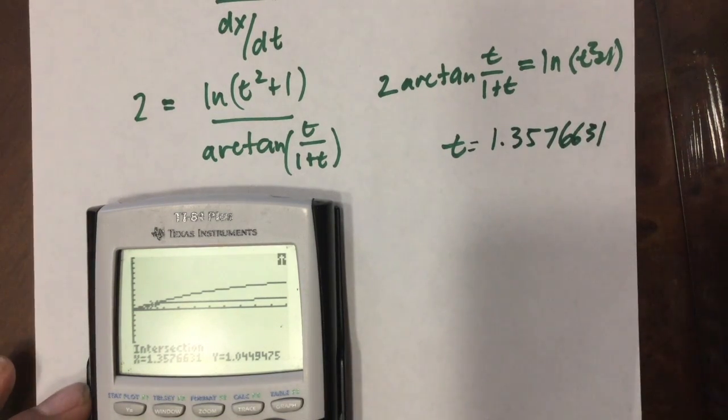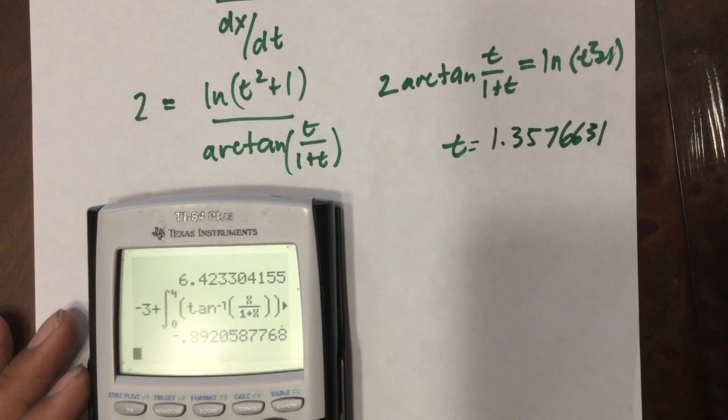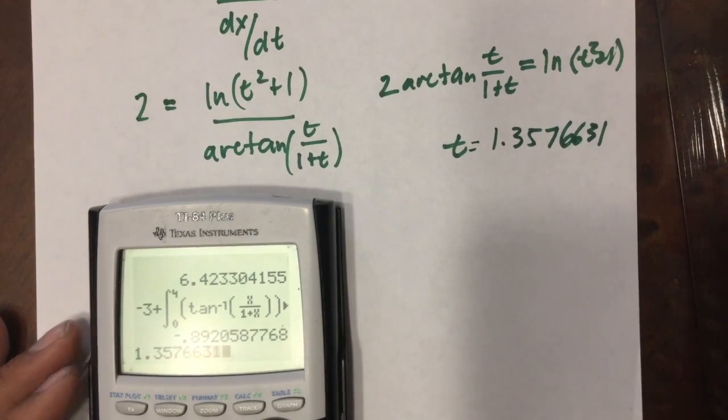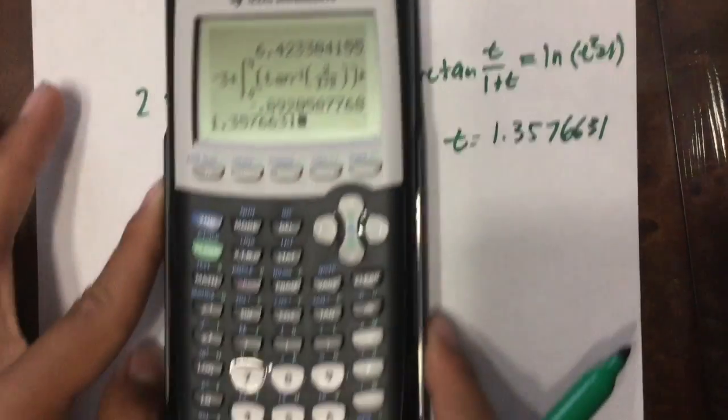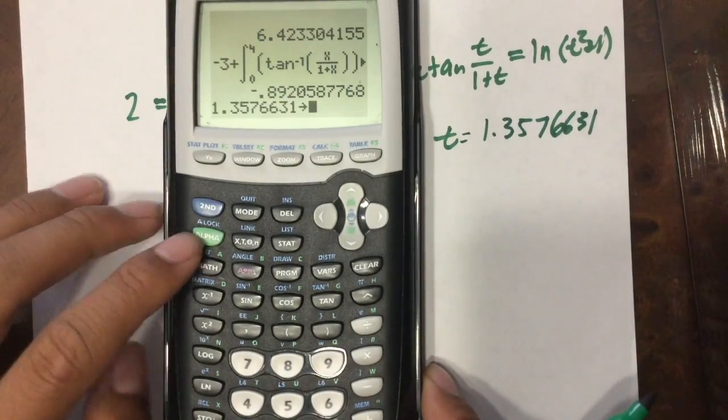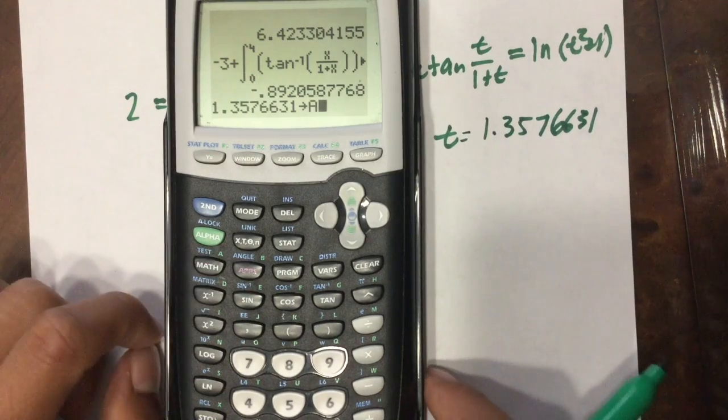You want to go to your calculator and store this value because you need to find acceleration later. So 1.35766631. Press store, and I like putting it in alpha A.